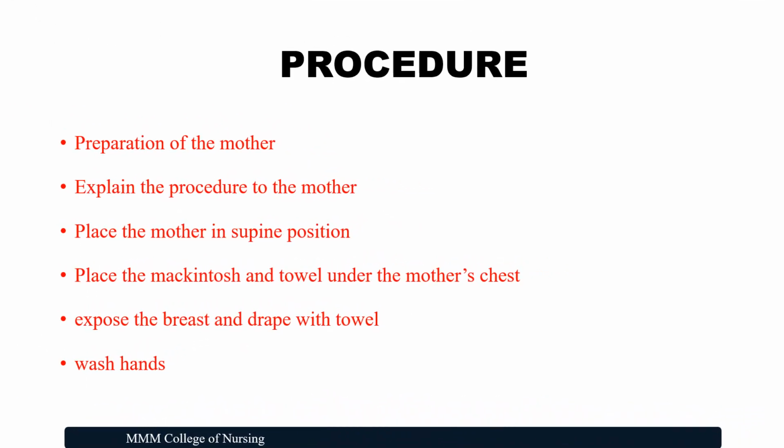The procedure of breast care. Now, first we have to prepare the mother, and then we have to explain the procedure to the mother. Place the mother in a supine position in the bed and place the Macintosh and throw sheet under the mother's chest, expose the breast and drape with the towel, and wash hands. This is the pre-procedure.